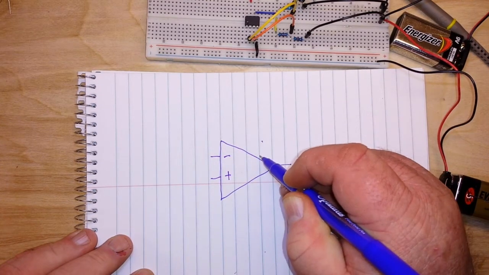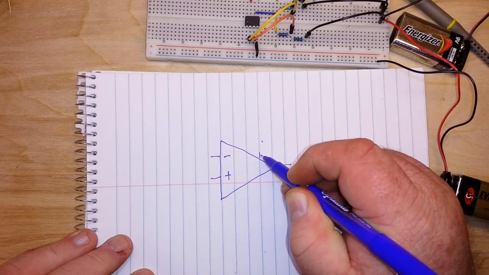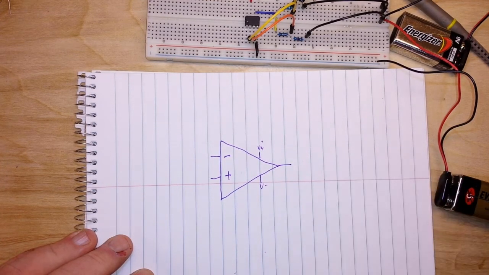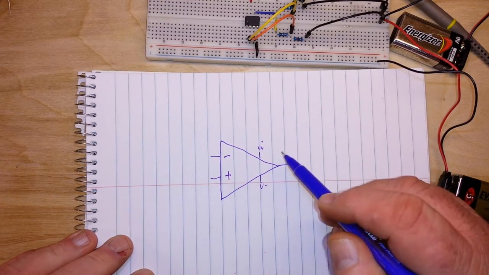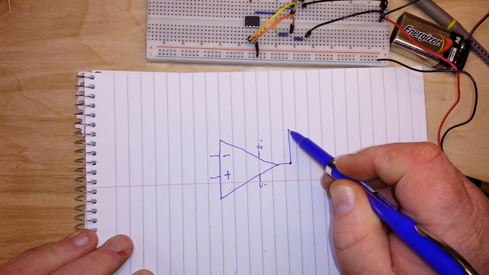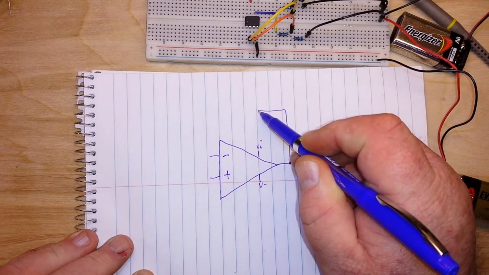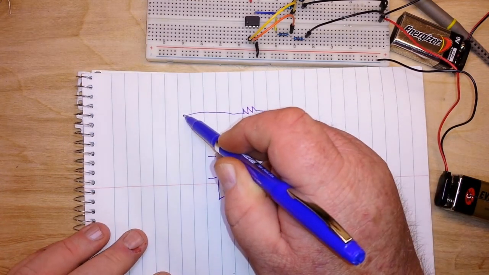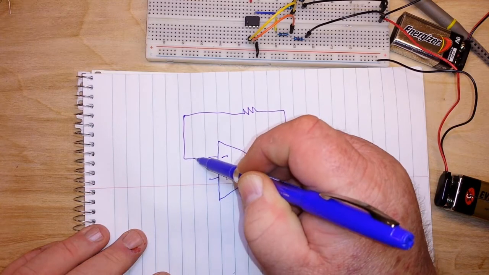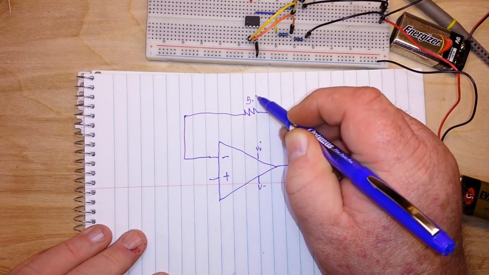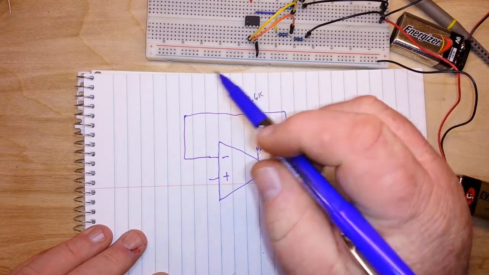Now, of course, you'll remember from our earlier op-amp videos, we also have a V plus and a V minus input. Now, the output here comes up through resistor R1 and back into the non-inverting input, and that is 5.6K.